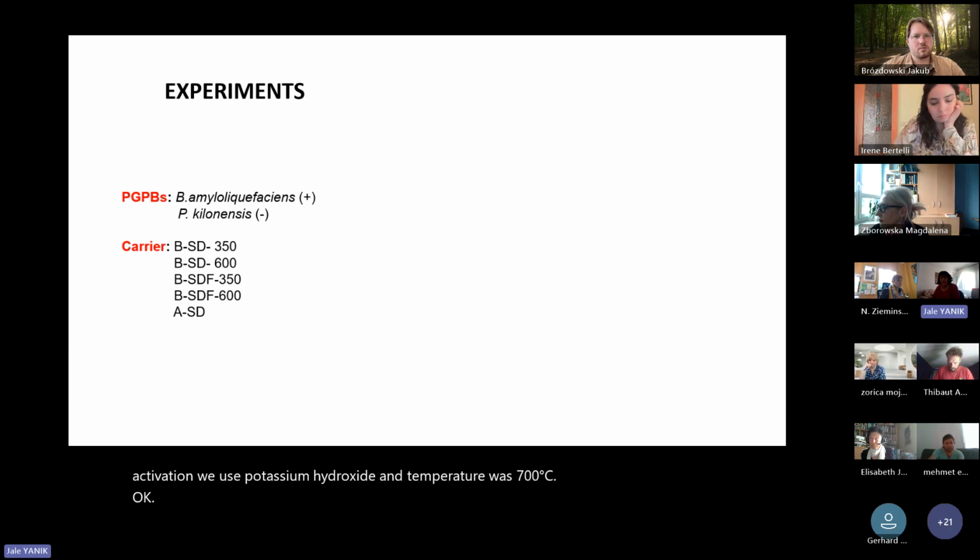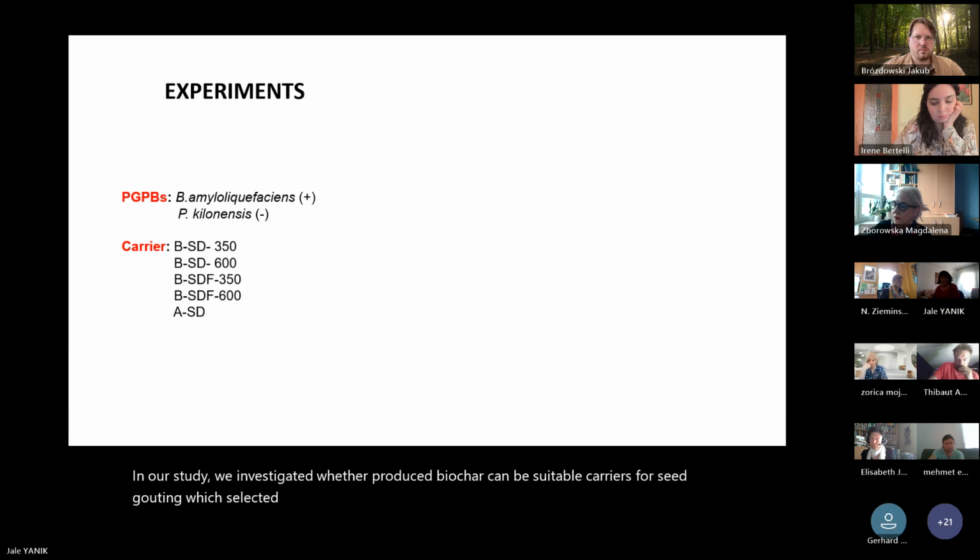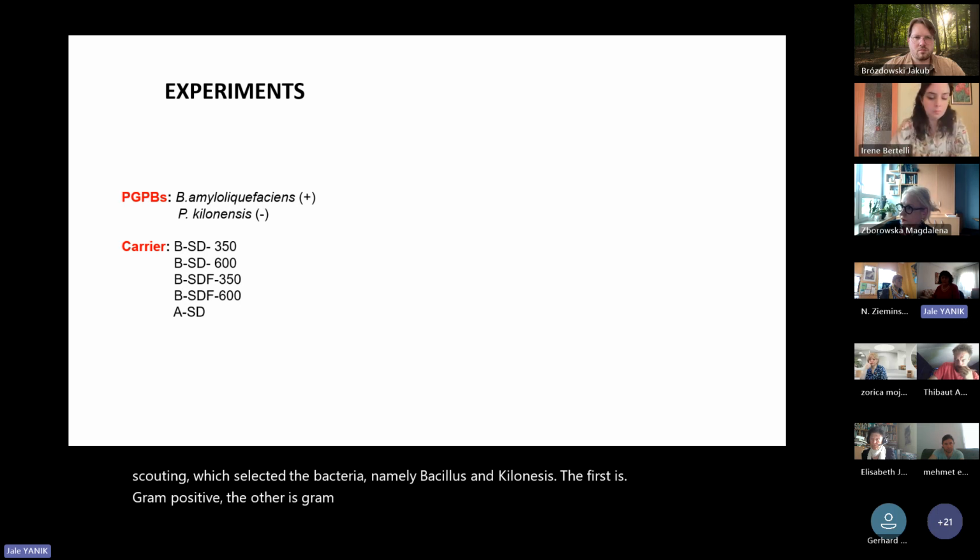In our study, we investigated whether the produced biochar can be a suitable carrier for seed coating, for which we selected the bacteria Bacillus and Chilonesis. The first is gram-positive, the other is gram-negative bacteria.